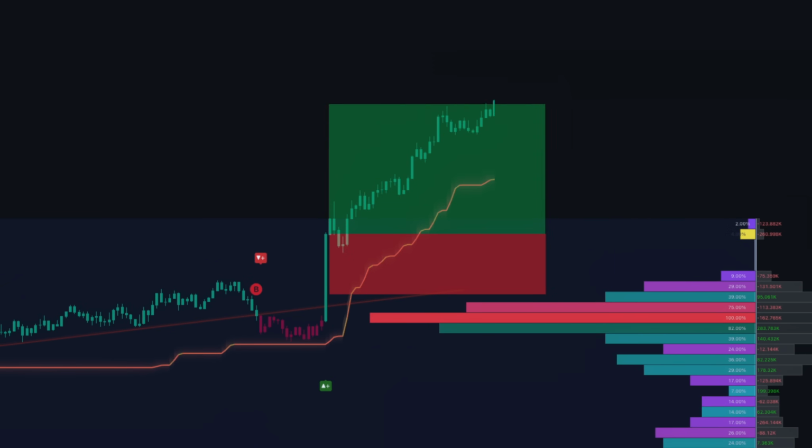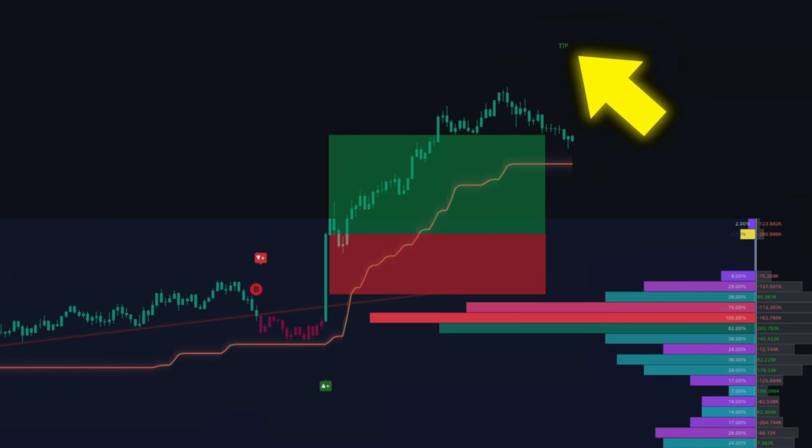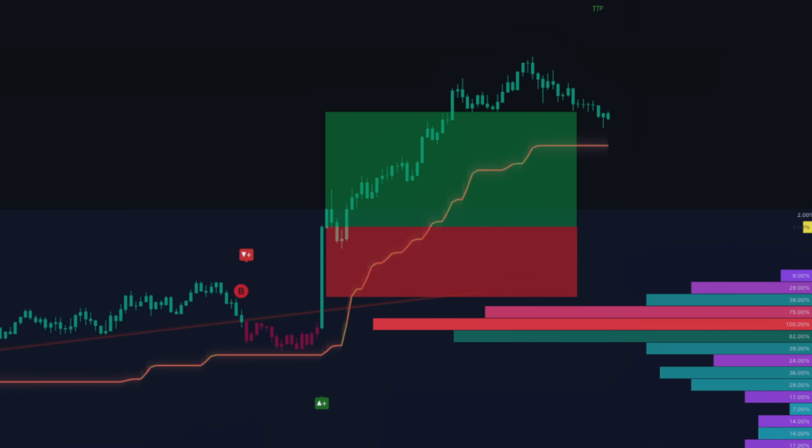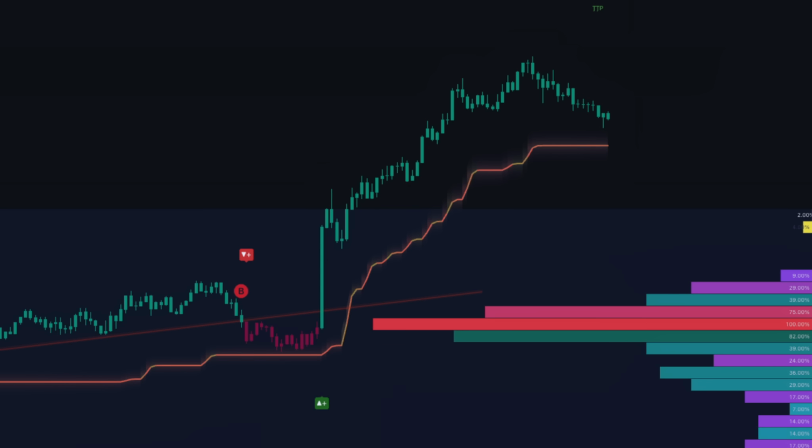Let the trend run its course until the system hands you an exit sign. Want to play it safe? Skim profits along the way and nudge your stop loss to break even. Lock in gains while cutting risk. And when that TTP signal pops up, cash out and celebrate.